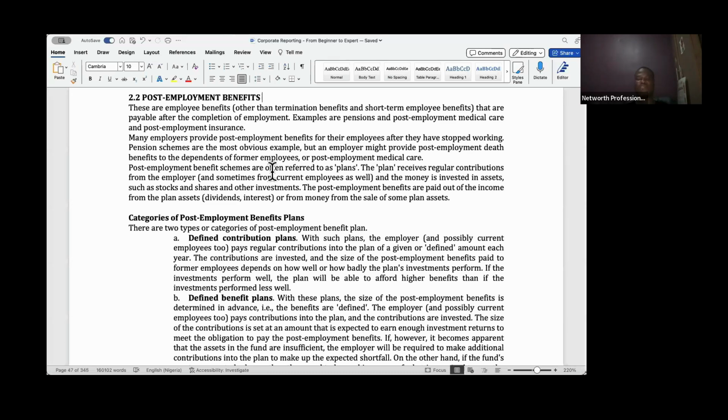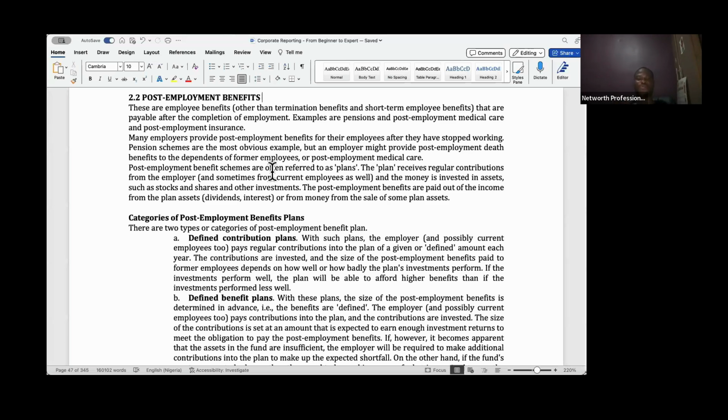And I can remember vividly that last week we looked at a past question, an ICAN past question, addressing defined contribution plan. And I hope you revised it. We looked at that last week. Then we went on to define benefit plan.